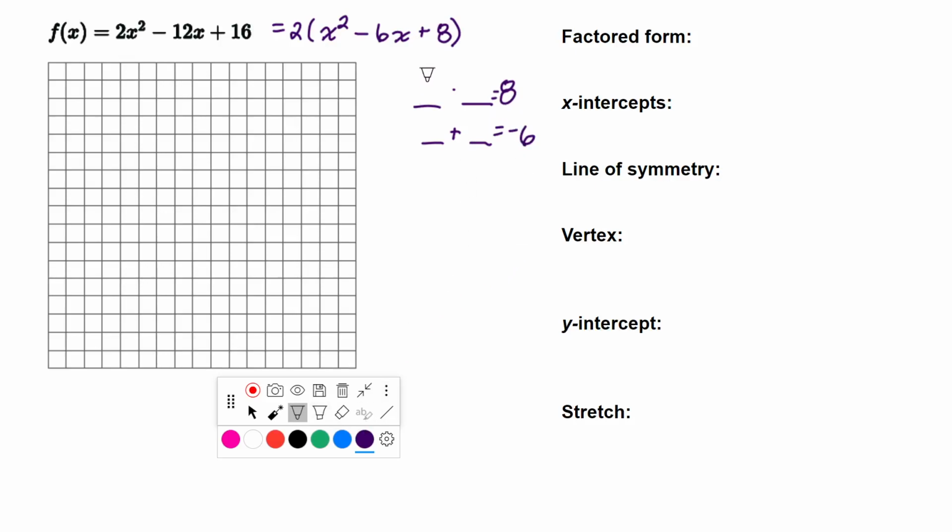2 times 4 does multiply to give me 8. If they're positive, though, they don't equal -6 when added. However, if they're both negative, they do. And -2 times -4 is going to multiply to give us a +8. So the factored form for this is going to be 2 times x minus 2 times x minus 4. So the x-intercepts will be 2, 0, and 4, 0.